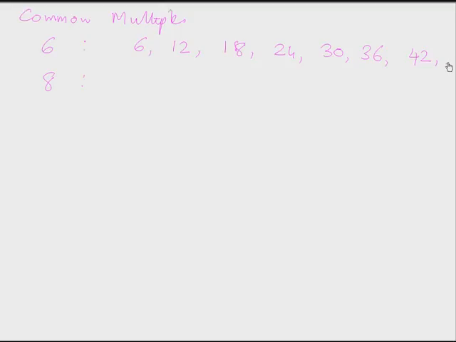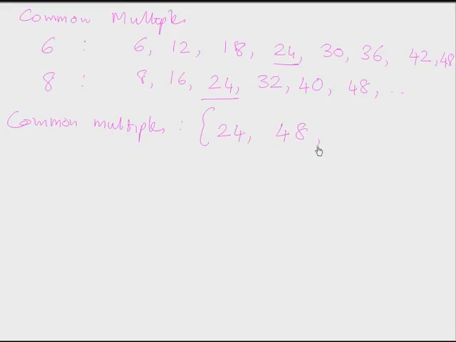What are the multiples of 8? They are 8, 16, 24, 32, 40, 48, and so on. What are the common multiples? Well, the first common multiple you'll see is 24. The next one is 48, and the next one would be 72, and so on. So those are the common multiples. The common multiples are the ones that are multiples of both 6 and 8.